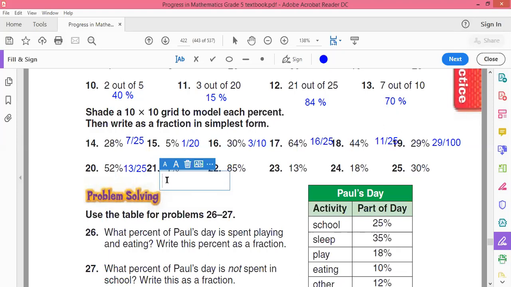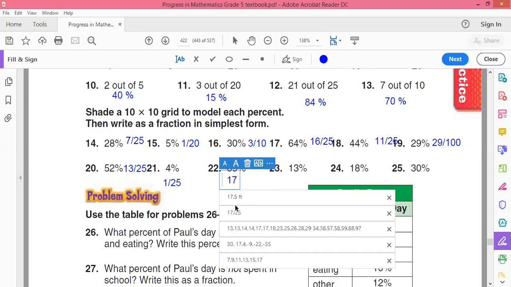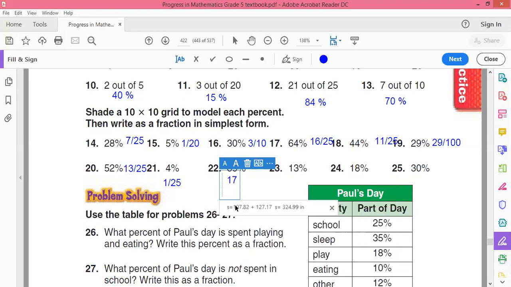Okay, 4%. Teacher, you calculate it very fast. 4% means 4 over 100. 4 over 100 are divided by 4. So you can say 1 over 25. Yes. 85%. This will be divided by 5. 85 divided by 5 is 17. So it's 17 over 20. Very good. 17 over 20.